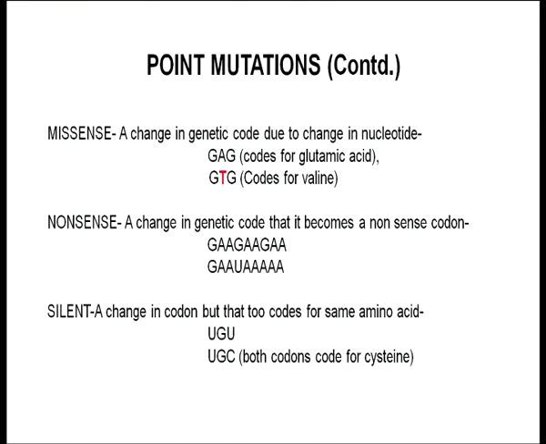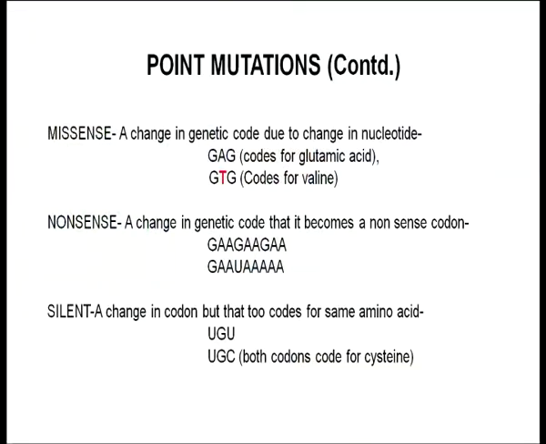Now the last type of mutation is the silent mutation. A change in a codon is there, but they code for the same amino acid. We know that the genetic code is degenerate, and an example here is UGU. If it gets changed to UGC, both of them code for cysteine, so there will be no effect on the structure of the polypeptide chain.